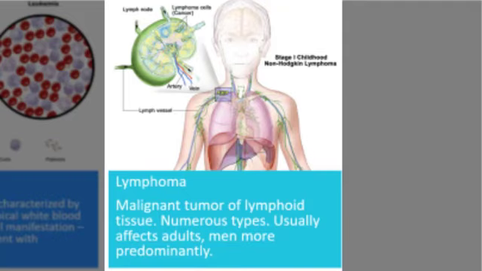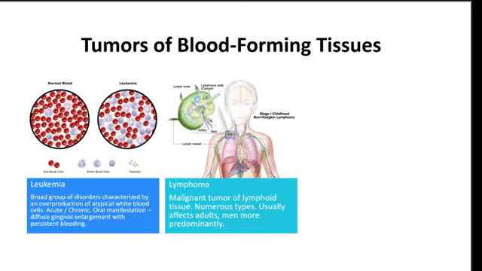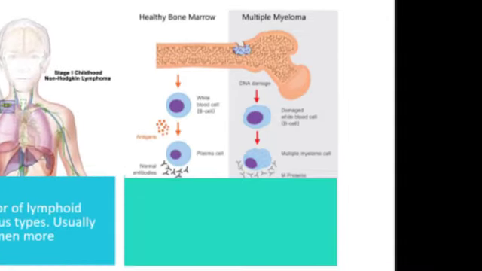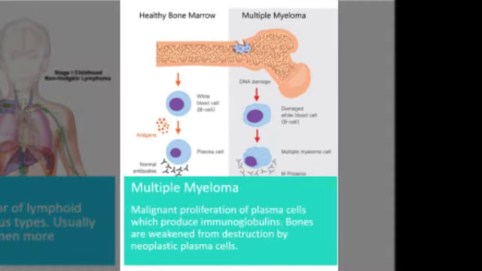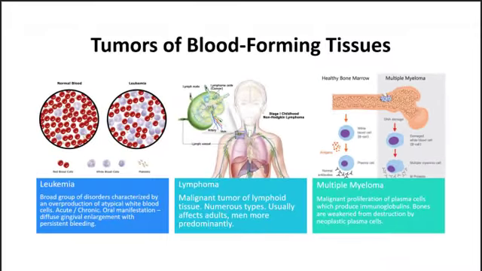A lymphoma refers to a malignant tumor of the lymphoid tissue, and there are many types of lymphomas. This usually affects adults and is more prominent in men. Multiple myeloma is a malignant proliferation of plasma cells, which produce immunoglobulins. So eventually the bones are weakened from destruction by these neoplastic plasma cells. So leukemia, white blood cells, lymphoma, lymphoid tissue, multiple myeloma, plasma cells. Okay guys, that's going to be the end of our lecture on neoplasms.